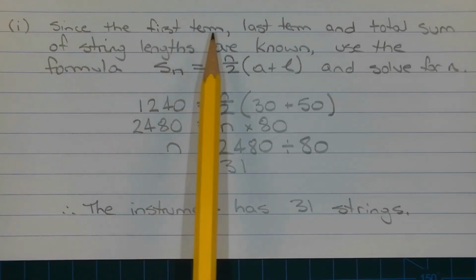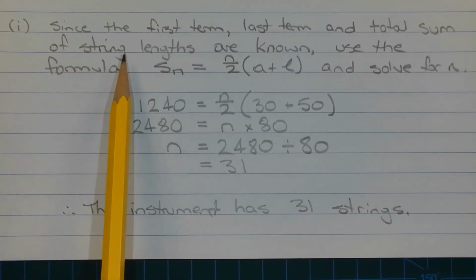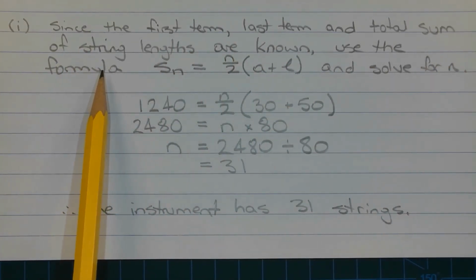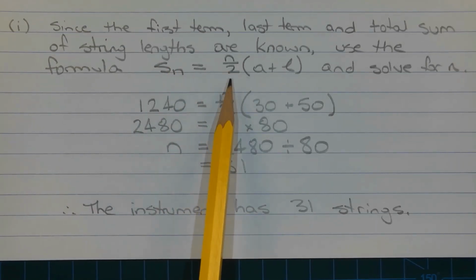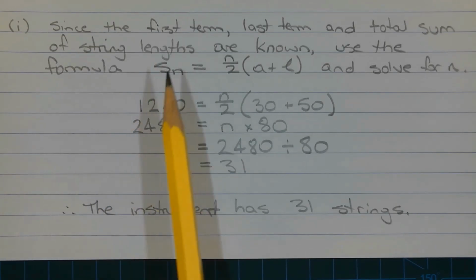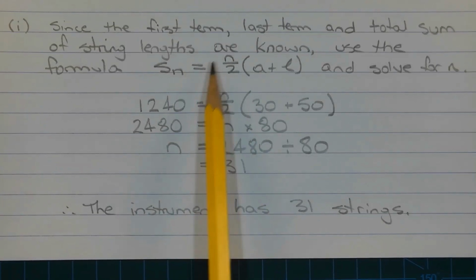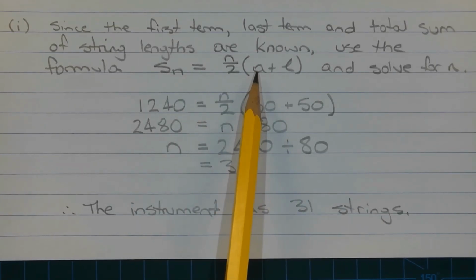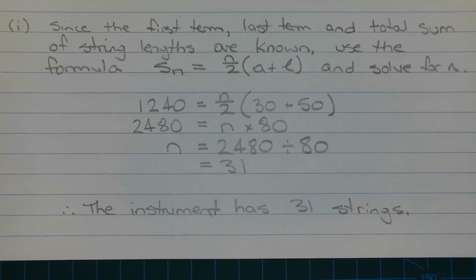Since the first term, the last term, and the total sum of string lengths are known, use the sum formula, Sn equals n over 2 times open bracket a plus l close bracket, and solve for n. Now Sn represents the sum of the first n terms of an arithmetic series, n represents the number of terms that are being summed, a represents the first term of this series, and l represents the last term of this series. Now the value of Sn is given as 1,240.